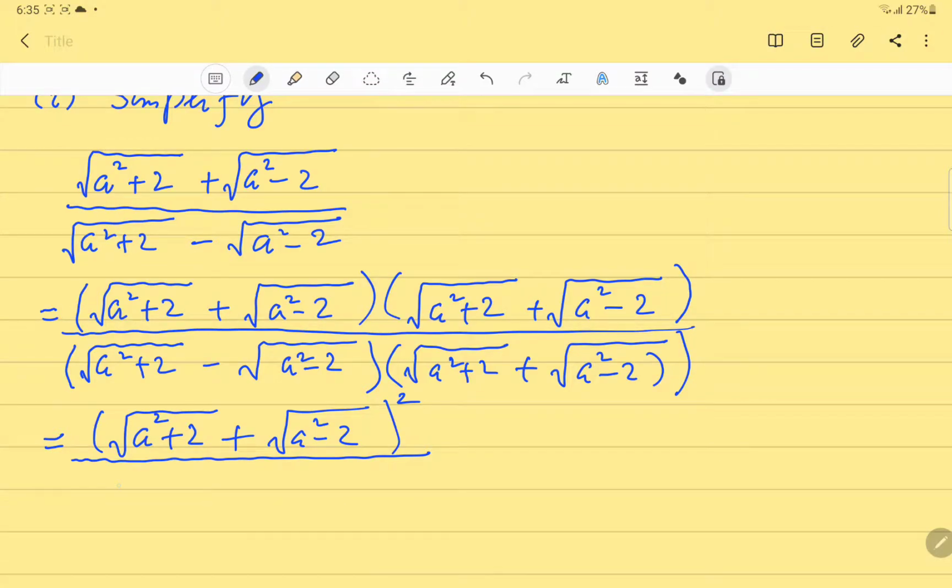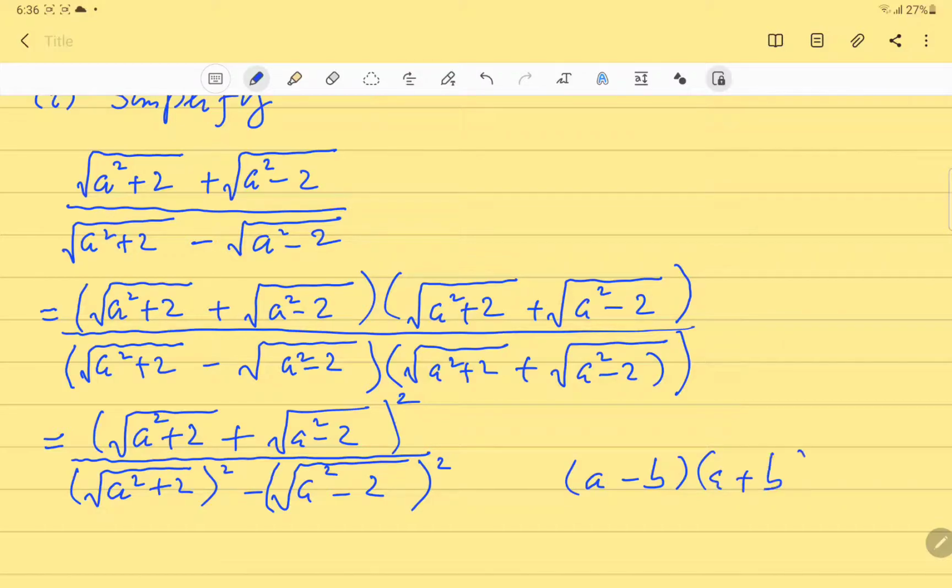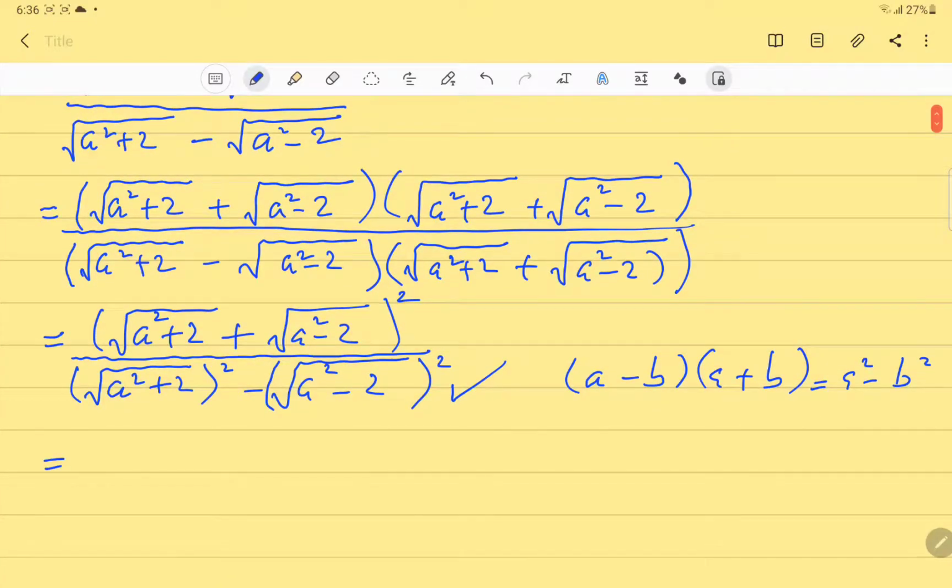The lower one is actually in the form of a formula, which is a minus b into a plus b is equal to a square minus b square. Using this formula we have written down the denominator of this question. Now we will open the bracket which is there in the numerator by applying the formula a plus b squared.